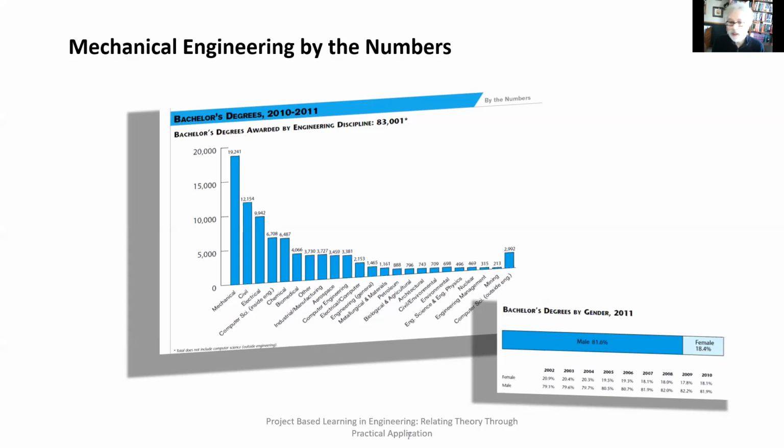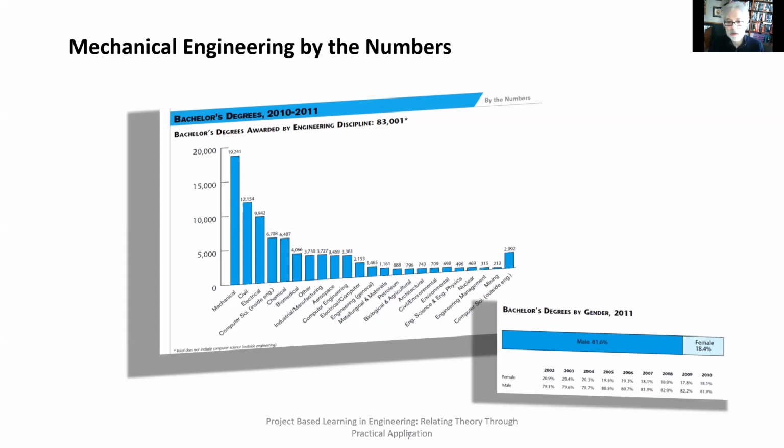We leave out a huge pool of talent that could come into our discipline and contribute. And NSF has spent a lot of money trying to address this. And I don't think anybody has come up with a solution. This is, by the way, not existing in Asia and China. You have a much more even distribution between the genders in engineering.